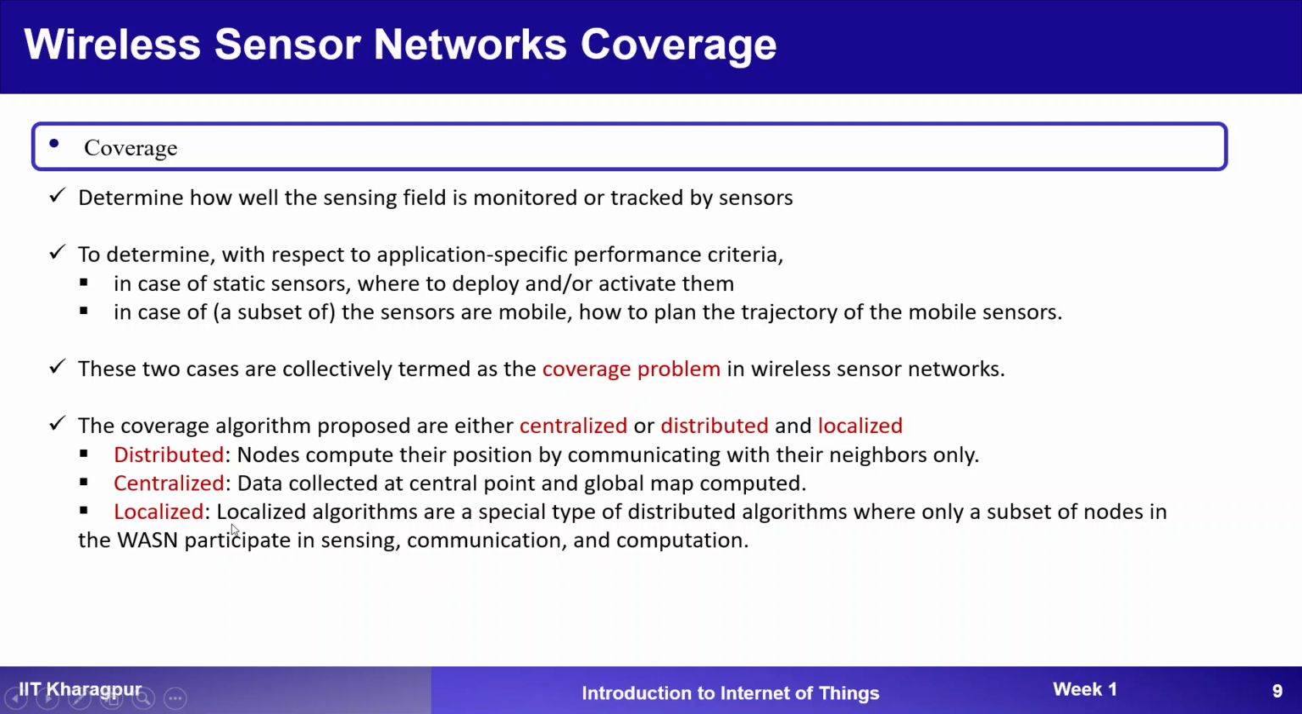The third one is localized. Localized algorithms are a special type of distributed algorithm where only a subset of nodes, not all the sensors present in that field, are used. However, that subset of nodes will participate in sensing, communication and computation.